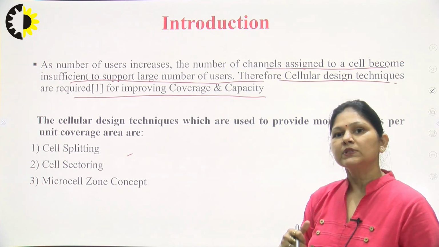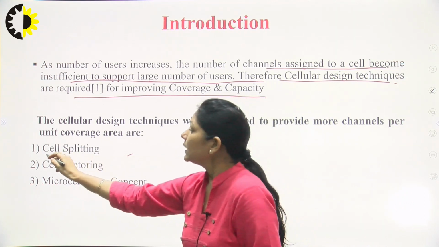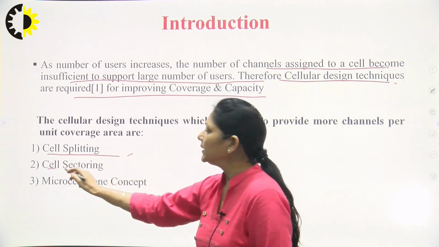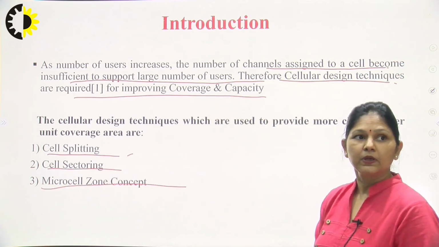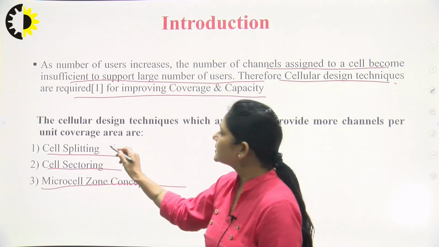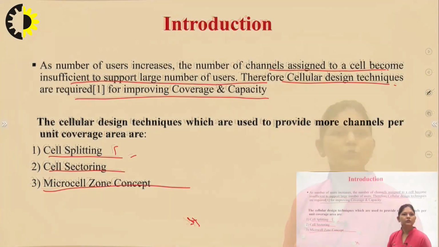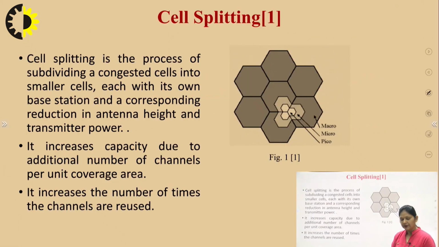So we have to design different techniques for increasing the capacity of the system, and the techniques used are cell splitting, cell sectoring and the microcell zone concept. In this lecture, we will be discussing cell splitting and cell sectoring. Firstly, we will start with cell splitting.